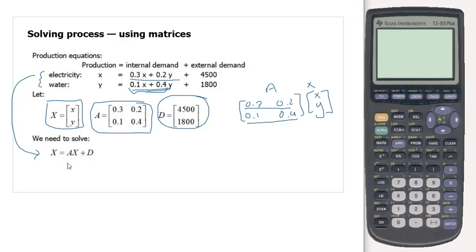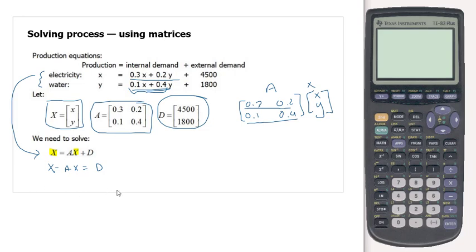Now, we can actually solve this matrix equation just using algebra. So let's look at this. If we had an equation from algebra and we were trying to solve for our x, the thing we're trying to solve for, we would probably get the x's on one side. So I'm going to subtract this AX here, and we're going to get X minus AX equals D.